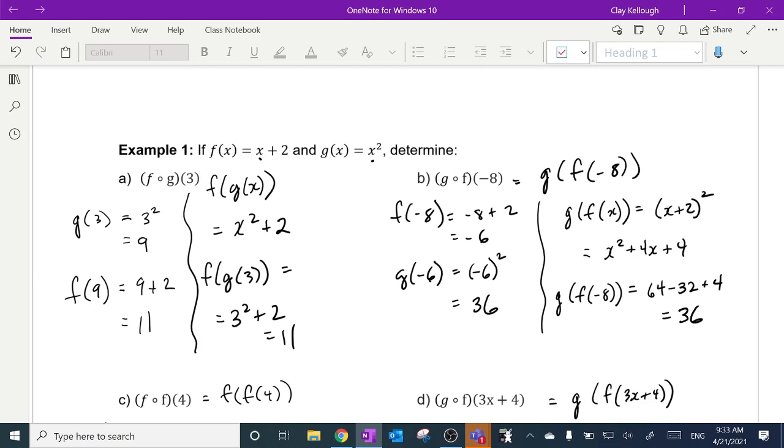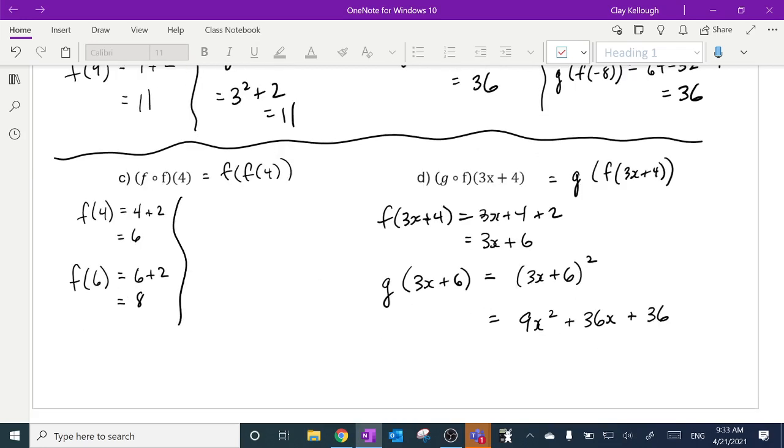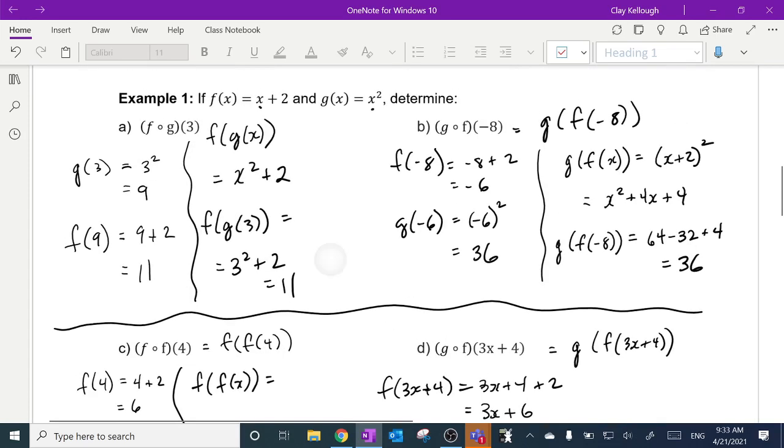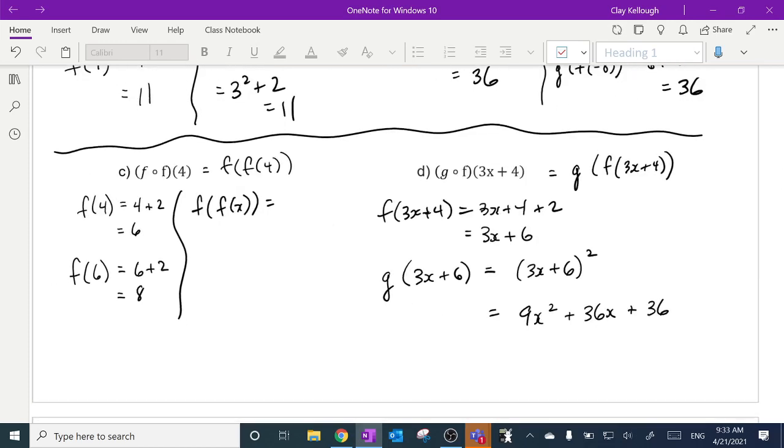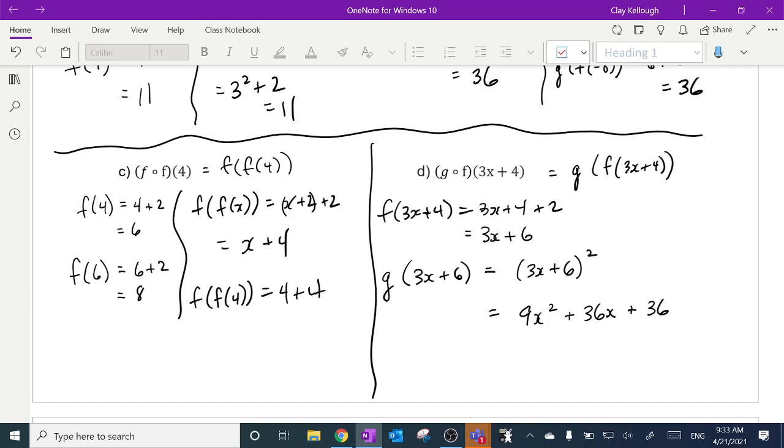You can even do the same thing with f of f. Give me a general equation for f of f of x. Well, let's see. f of x is x plus 2. So if I replace the x in x plus 2 with itself, it's going to look like that, and that's going to be x plus 4. So is f of f of 4 going to give me the same answer it did when I did it in 2 steps? Yep. 4 plus 4 is 8.